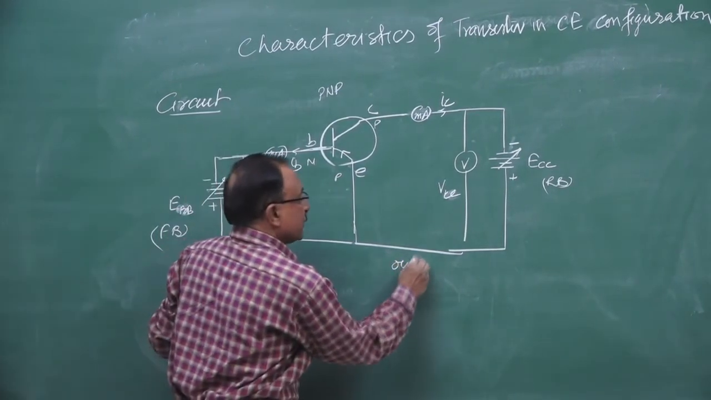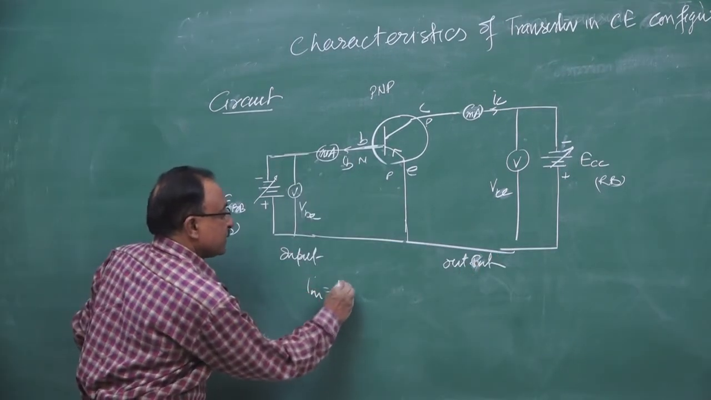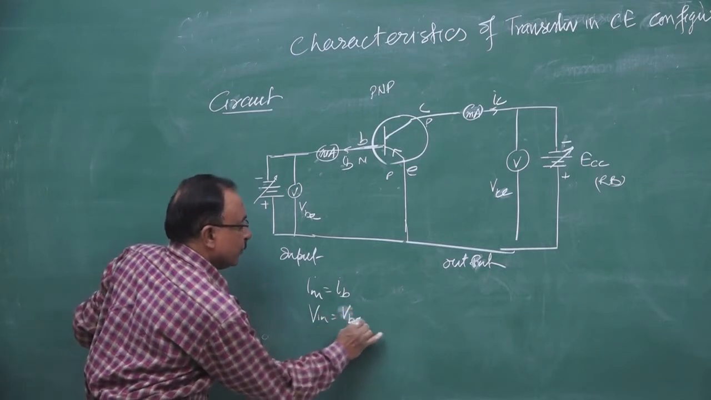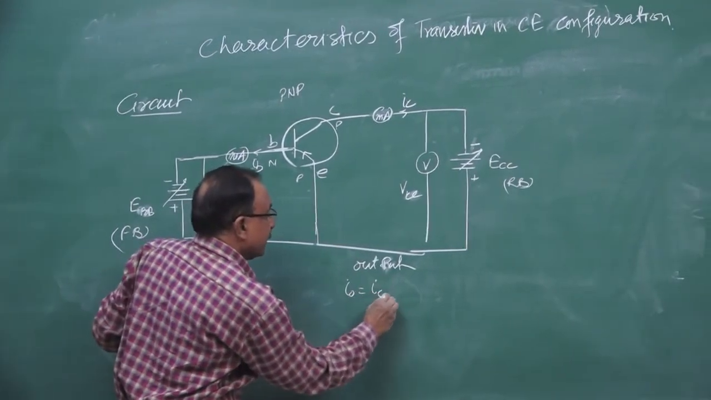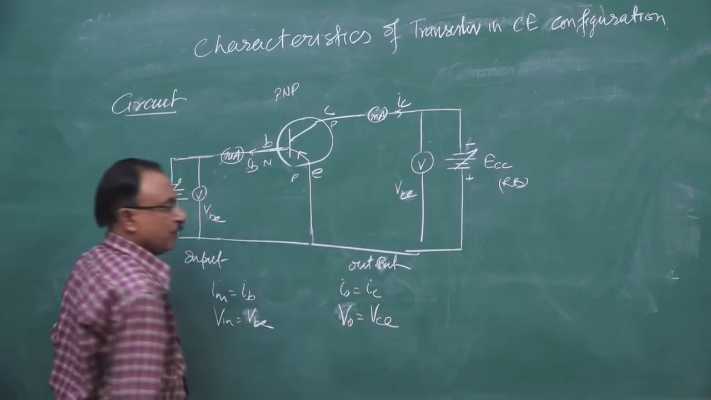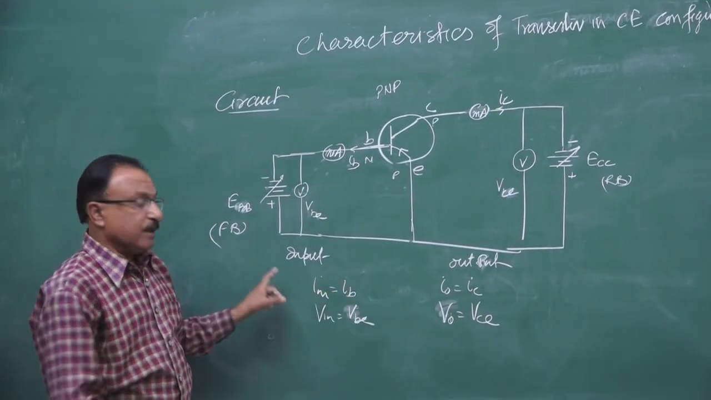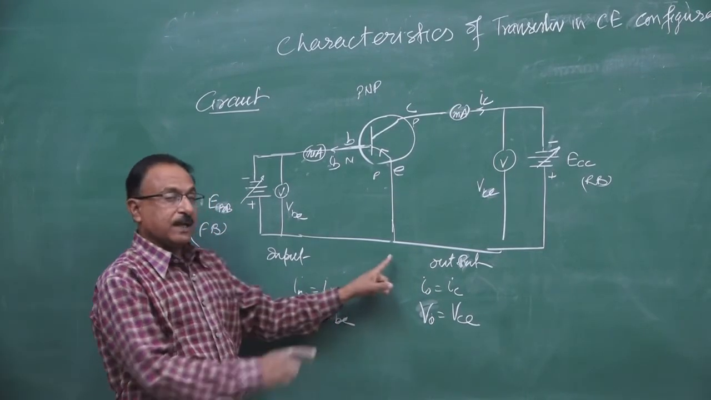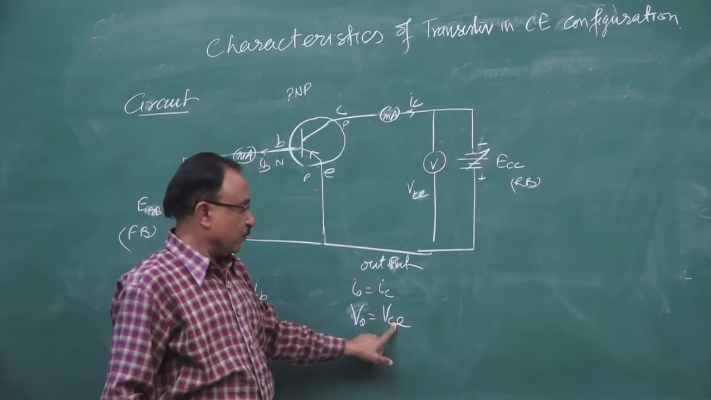This is the output side. So input current is base current and input voltage is base-emitter voltage. This is the output side. Output current is collector current and output voltage is collector-emitter voltage. Now we use the two characteristics. In the one graph we show how the input current varies with the input voltage. In the second graph we show how the output current varies with the output voltage.